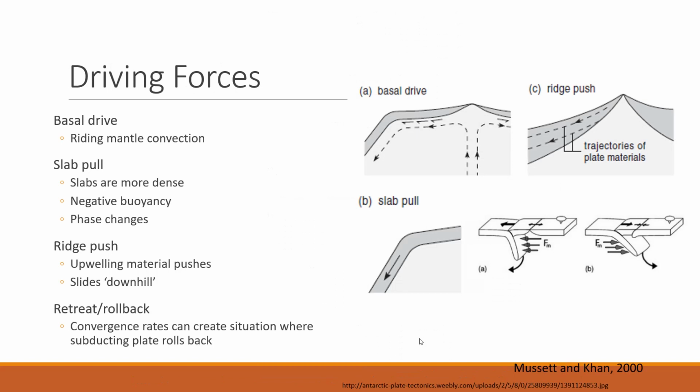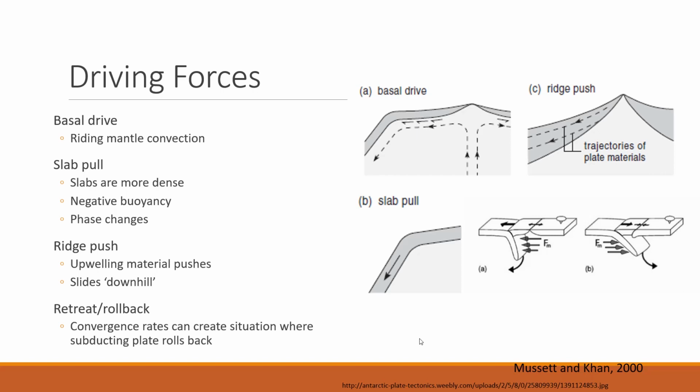So the thing that makes this happen are these different driving forces. So we have basal drive, which is the idea of we're riding along on the mantle convection. It kind of helps keep things moving. We have slab pull. Slab pull is the idea that slabs, the lithospheric plate rather, is more dense. We call it a slab. And because it's more dense, it has negative buoyancy, means it wants to sink. So it's going to pull down into the mantle.